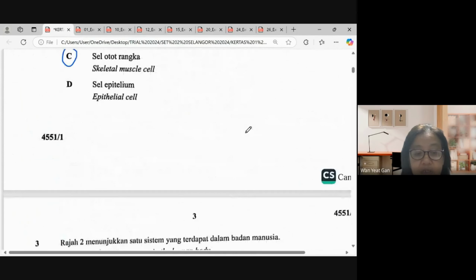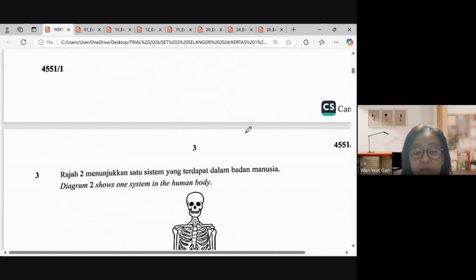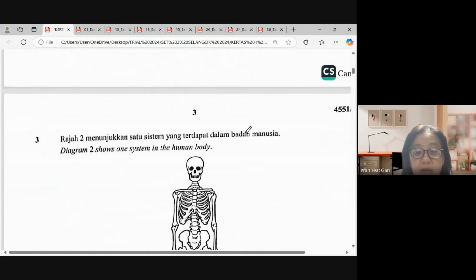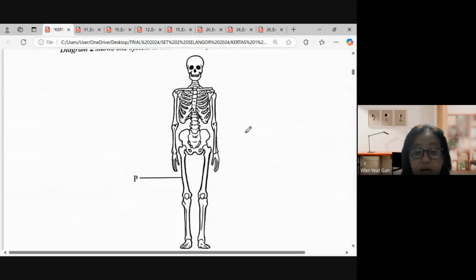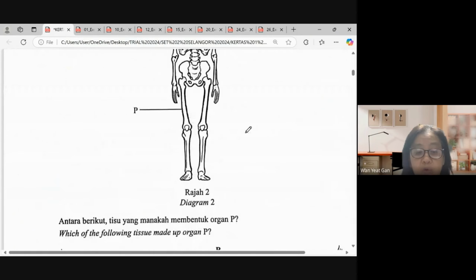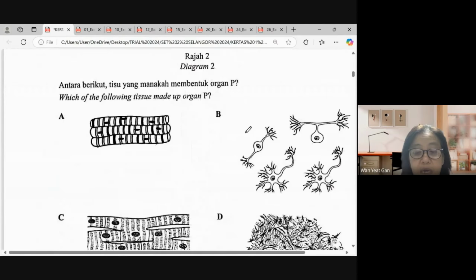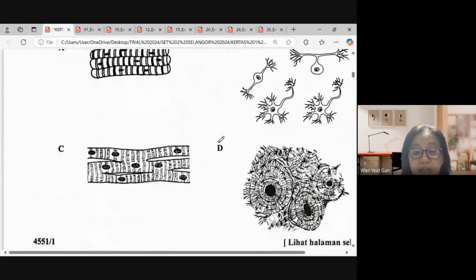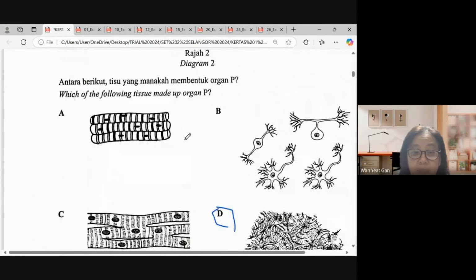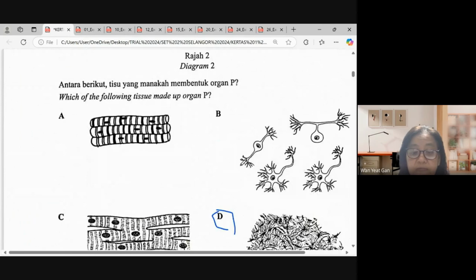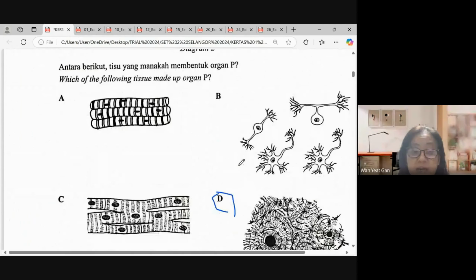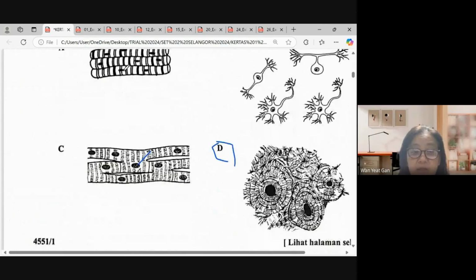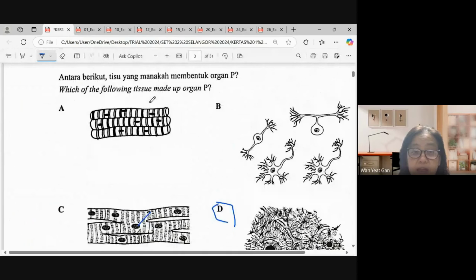Okay, question 3 shows a system in a human body. Okay, this is a skeletal system. Which of the following tissues made up organ P? So organ P is made up of bone tissue. So the answer is D. This is bone tissue. This is muscle. This is nerve. This is also muscle. This is cardiac muscle. This is skeletal muscle.